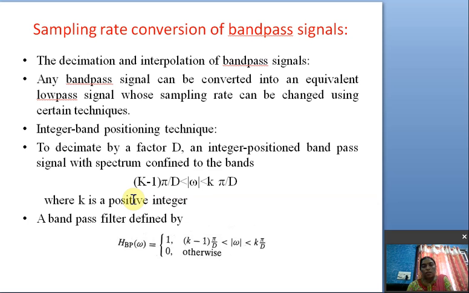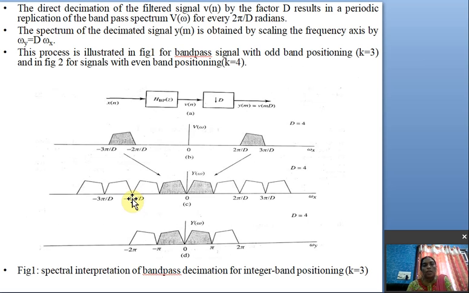So a bandpass filter is defined as H equal to 1 for (k minus 1) pi by d to k pi by d, otherwise it is 0. Then the direct decimation of the filtered signal v of n by the factor d results in a periodic replication of the bandpass spectrum V of omega every 2 pi by d radians. The spectrum of the decimated signal y of m is obtained by scaling the frequency axis by omega y equal to d times omega x. This process is illustrated in this figure for a bandpass signal with odd band positioning, k equal to 3.